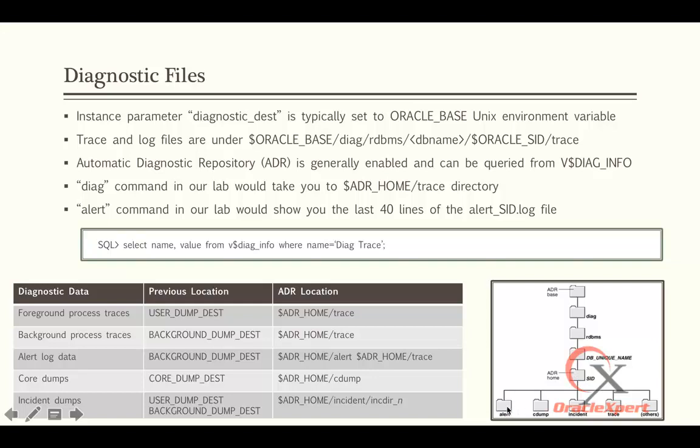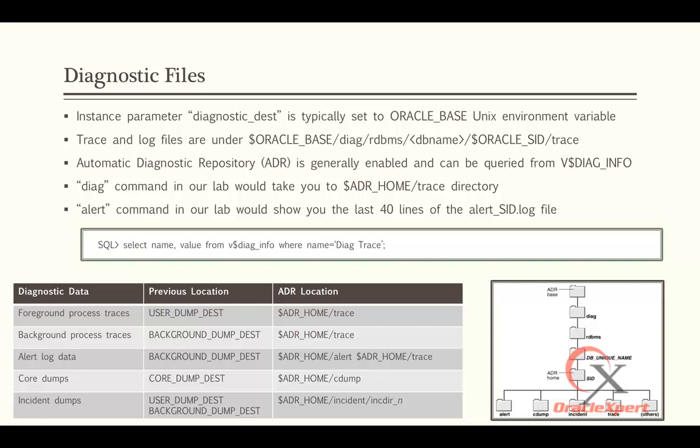Now under the ADR home you would have a whole lot of different subfolders. Alert, where your XML based alert log file is, and trace, where your text alert log file and background trace files would be. Now remember, this is the important location as far as this particular current discussion is concerned, because all our trace files would ultimately be generated here. Now there are other folders also, but they are irrelevant for the current discussion.